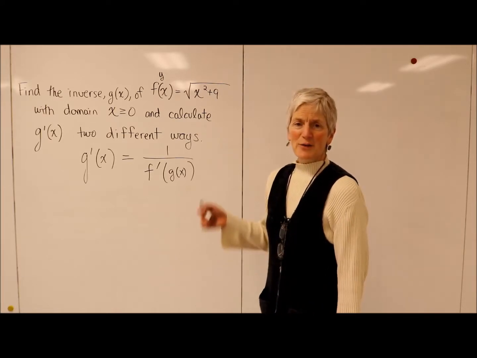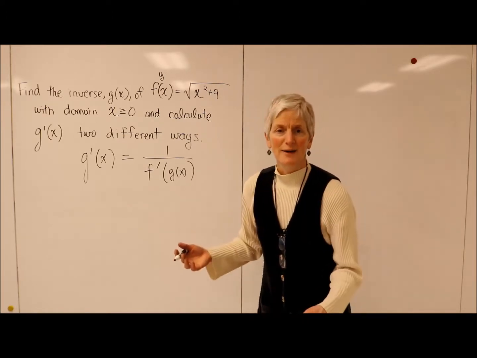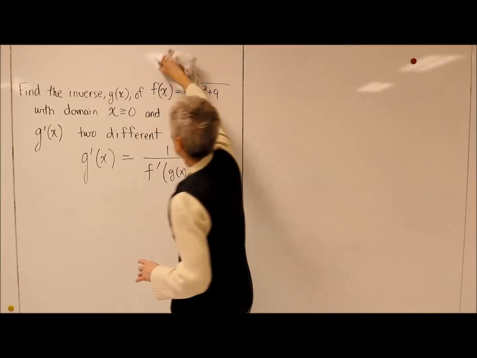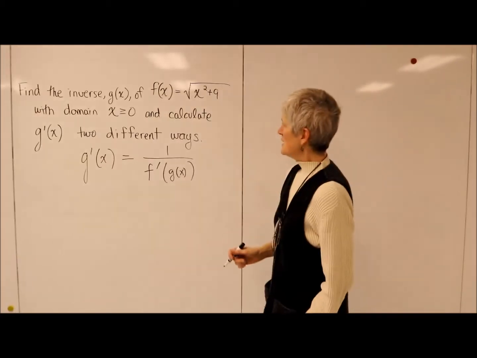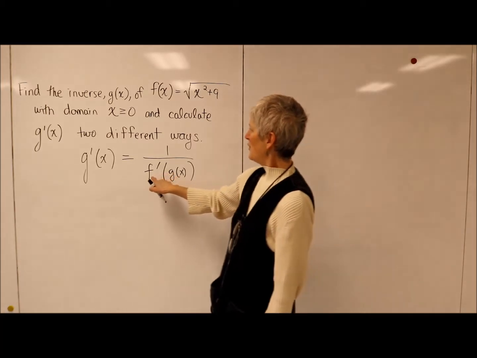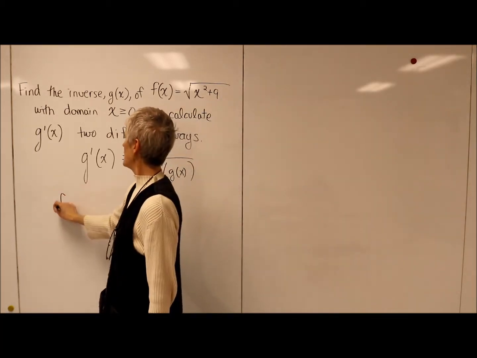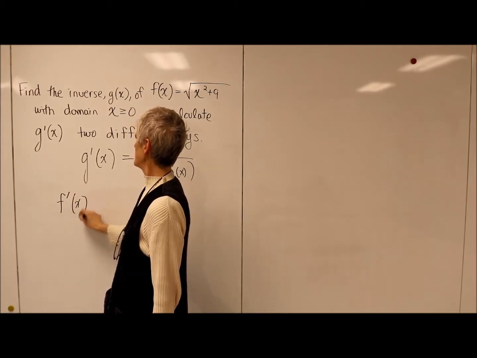I'm going to tell you right now that this way is a little more contrived. I think the first way is a better way to do it, but let's just see that it works, just to satisfy ourselves. All right, so I need the derivative of f prime. So let's go ahead and find the derivative of f prime.